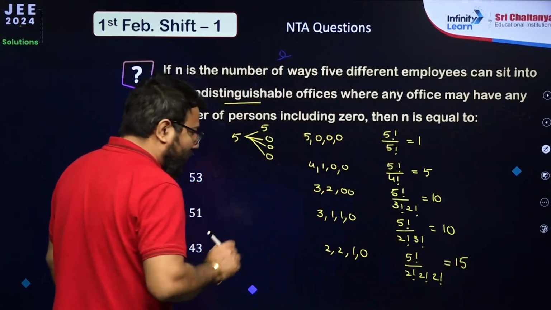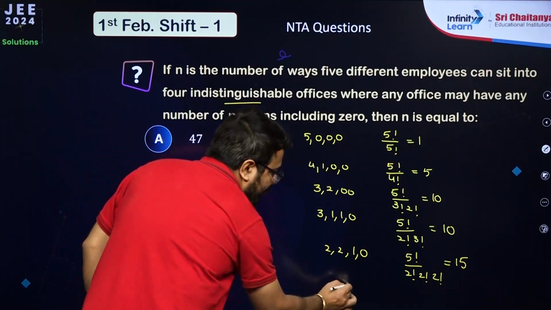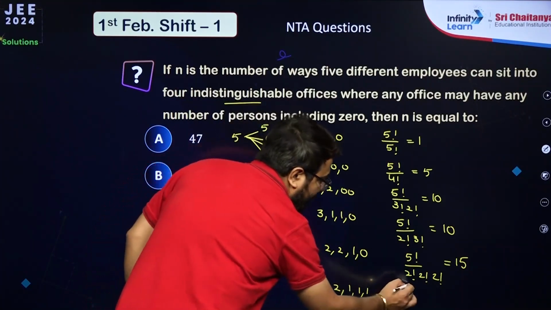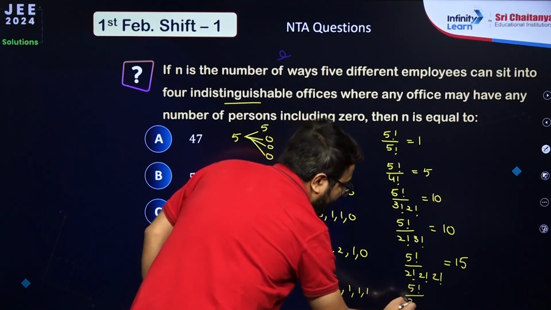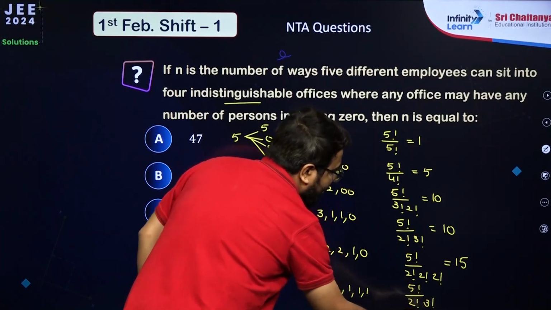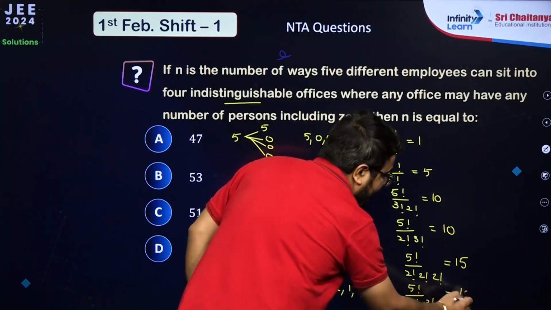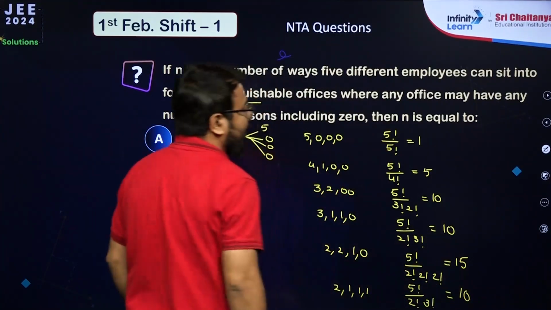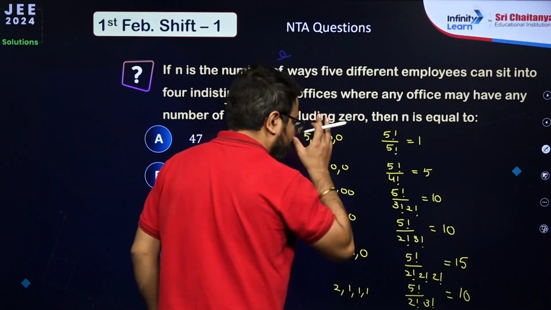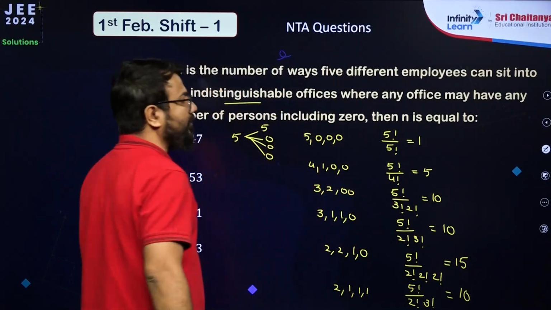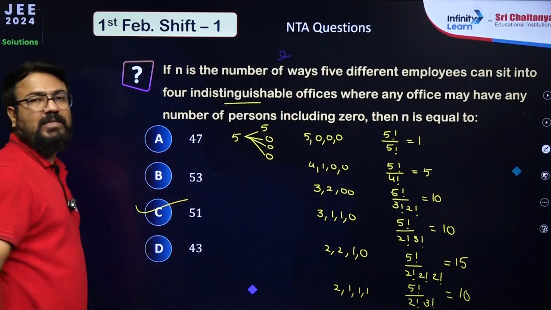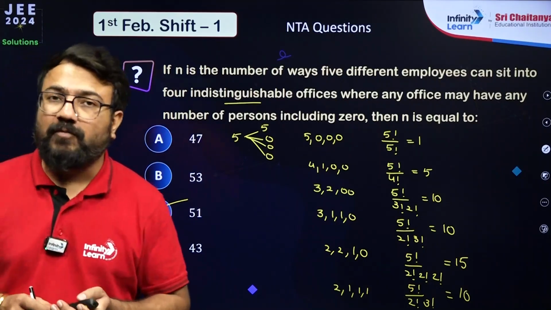And the one more possibility that we can have here is 2, 1, 1, 1. So that will be 5 factorial over 2 factorial, and this 3 factorial is coming because of 3 equal size groups. Here I will be writing 10. So 10 plus 10 plus 10, 30. 30 plus 15, it will be 45. Then 50, then 51. 51 is given to us in the C option. That is why C option would be the final answer.